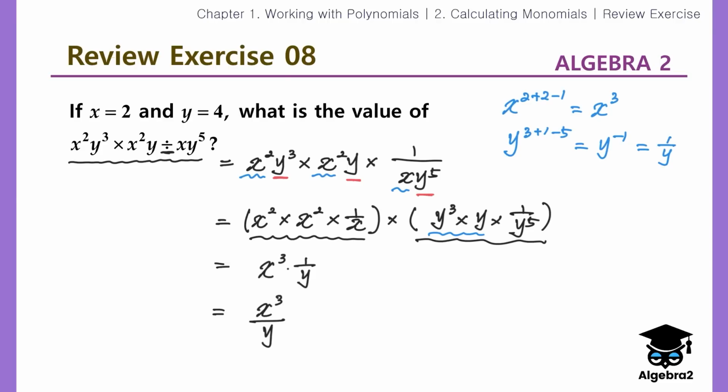Now we're going to substitute these numbers for x and y. So that is equal to 2 cubed over 4. That's 8. So 8 over 4 is equal to 2. This is our answer.